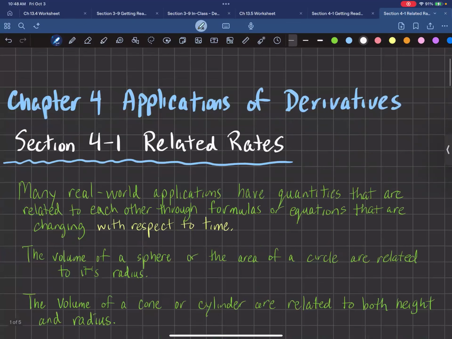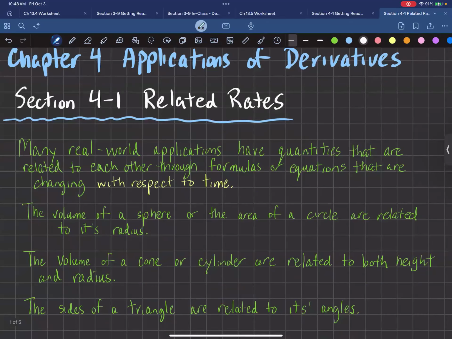The volume of a sphere or the area of a circle are related to its radius. So if the sphere or circle is changing size, the radius is changing size. The volume of a cone like this, or like this, or a cylinder like that, are related to both height and radius.